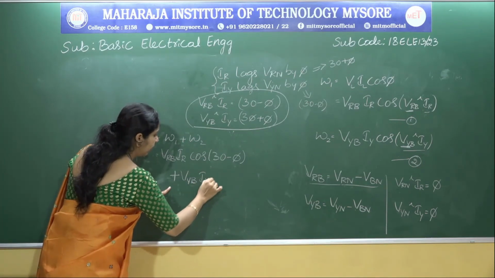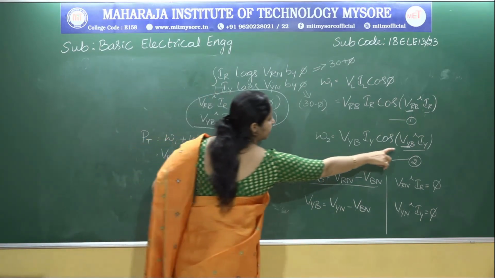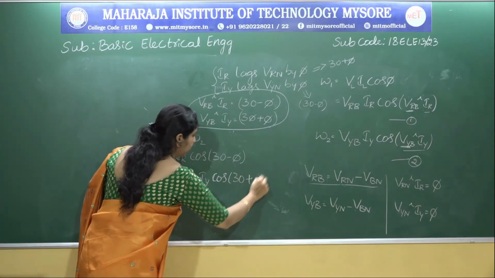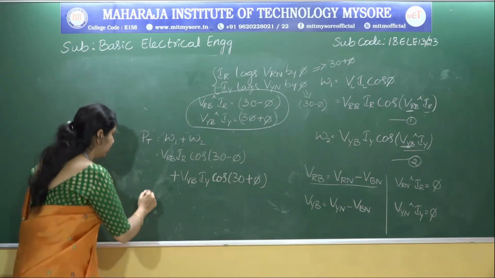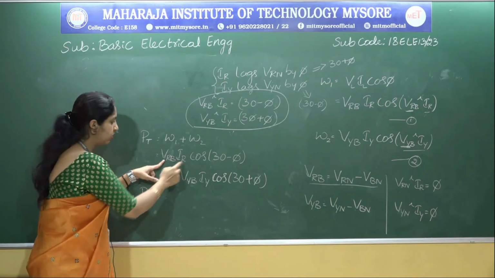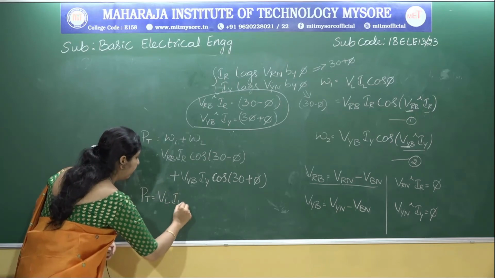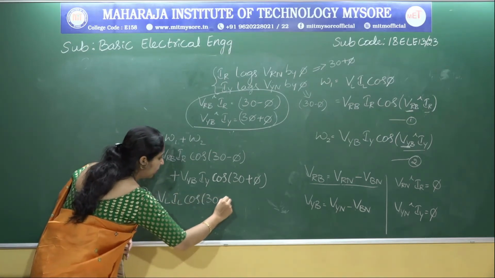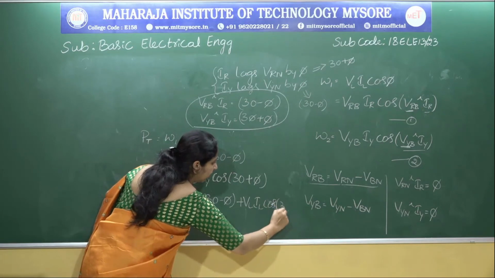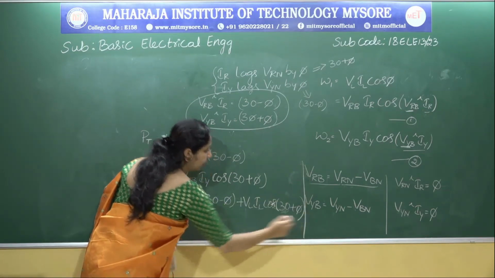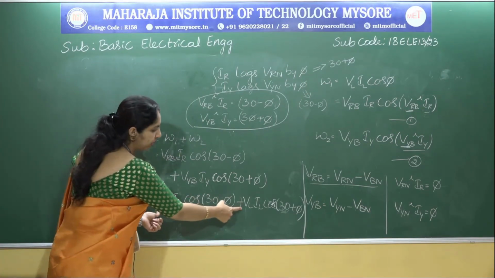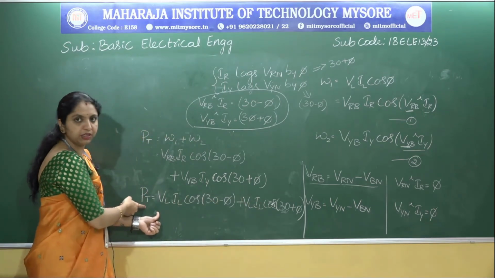IY. So what is the angle difference at this point, which is cos of 30 plus phi. So now we need to simplify this equation, and now the total power is equal to, so we know that this VRB and IR, these two are the line values. So straight away I can write this as VL IL cos of 30 minus phi, okay, plus VL IL cos of 30 plus phi. So we have got total power is equal to VL IL cos of 30 minus phi plus VL IL cos of 30 plus phi. So let's simplify this equation.